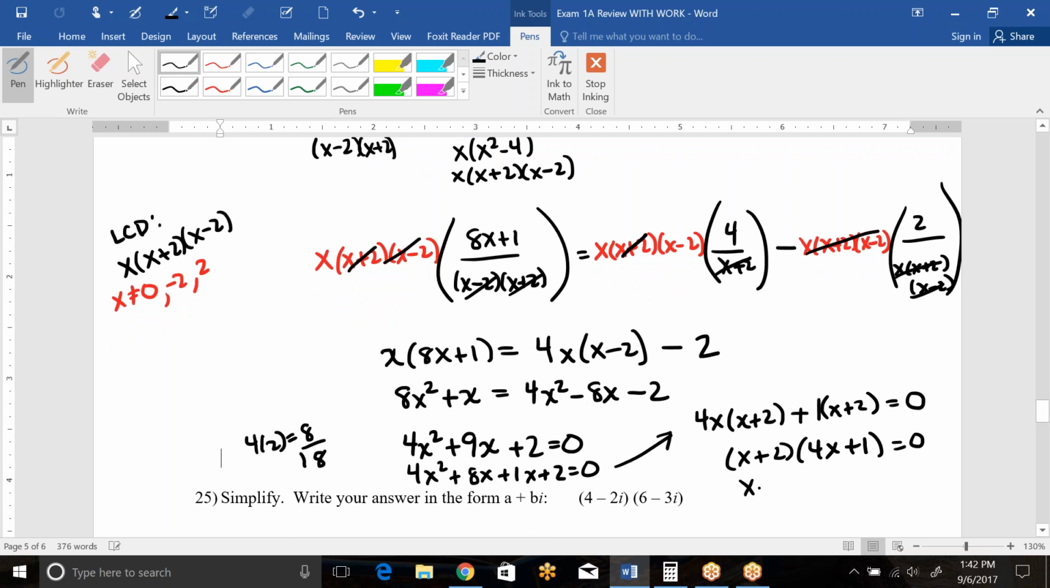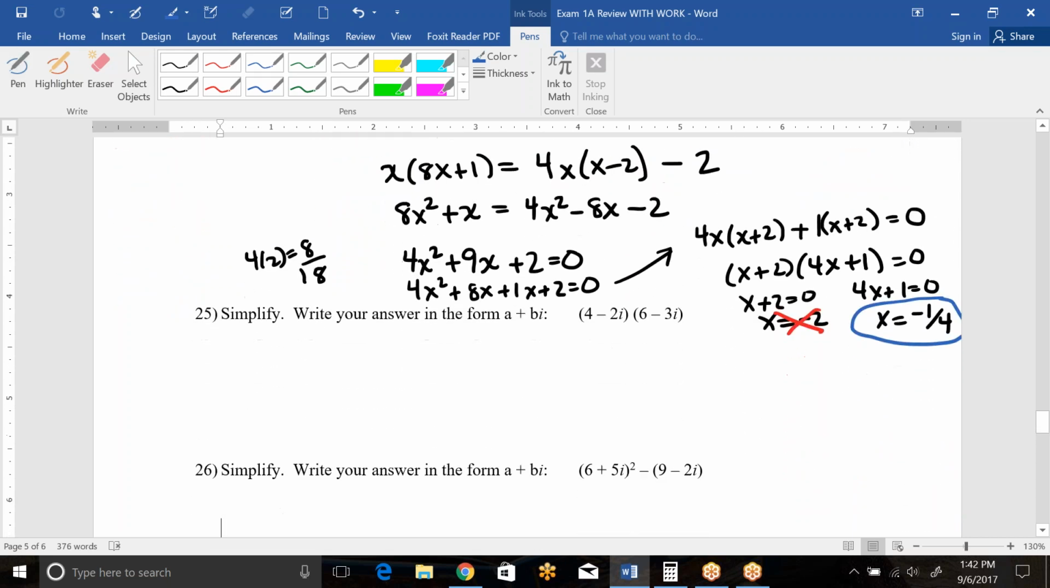Now we set each of those equal to 0 and solve. So we get negative 2 for the first one, and we get negative 1/4 for the second one because you subtract 1 and divide by 4. But negative 2 was a restricted value, so that means this solution does not work. So the only solution that works to the equation is negative 1/4.